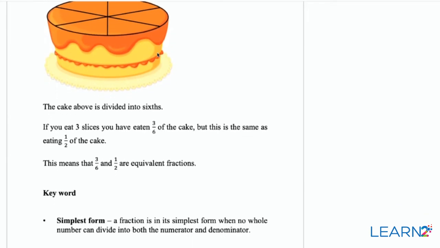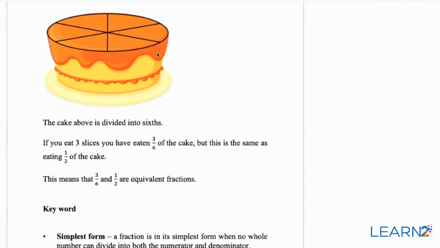Let's look at this further. We can see we've got a cake here, and the cake is divided into 6 parts. We've got 1, 2, 3, 4, 5, 6 slices of cake. If you eat 3 slices, then you can say you've eaten 3 out of 6 or 3/6 of the cake. But this is the same as saying 1/2 of the cake.